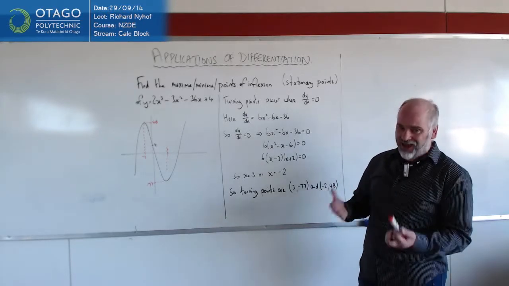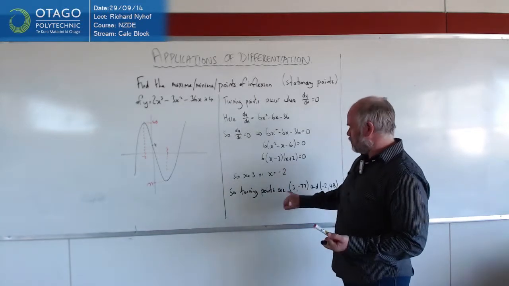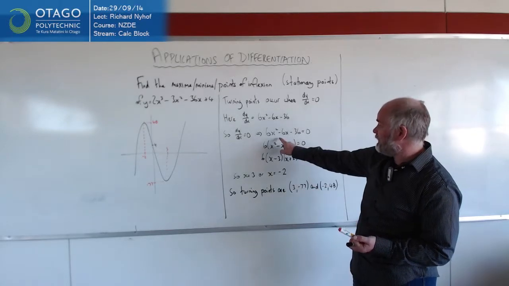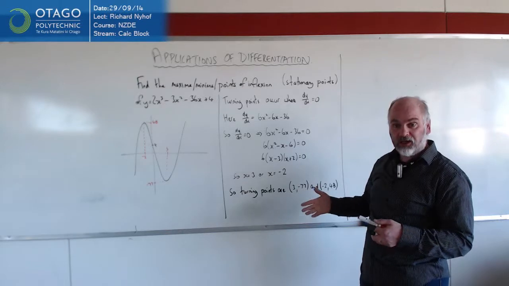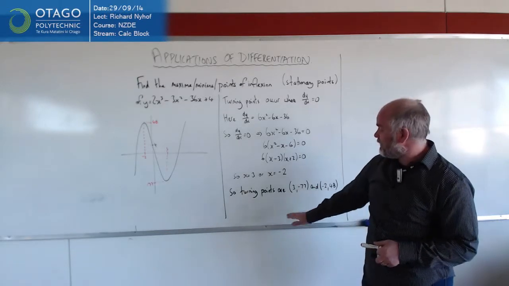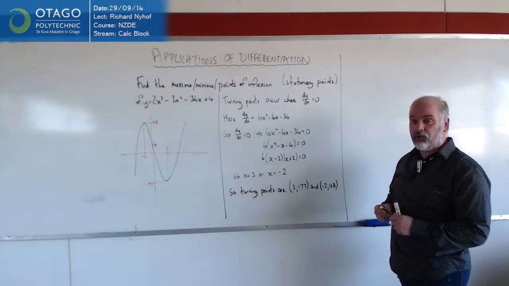But if you can't sketch the graph, or you've got a really weird one, and you're not quite sure which is the maximum and which is the minimum, or if you've only got one answer, if this came out to be linear and not quadratic, is it a maximum or a minimum? And how do you find that out? So we need to be able to find the nature of these turning points. And to do that, we need to use the second derivative.